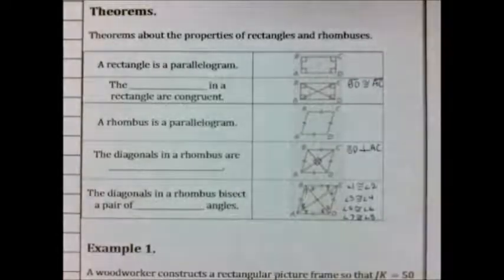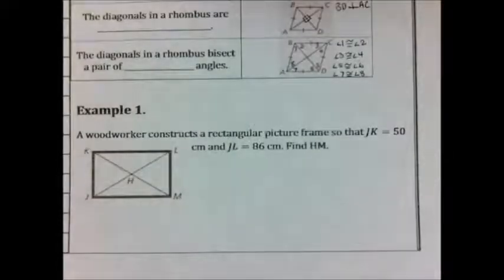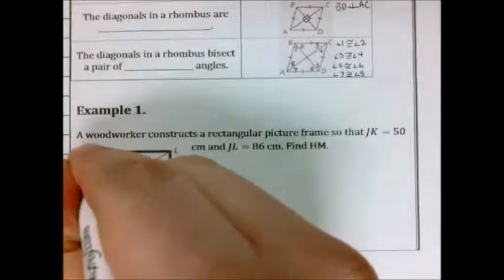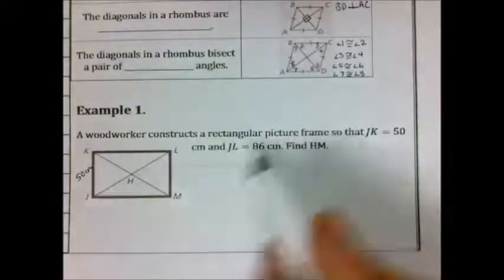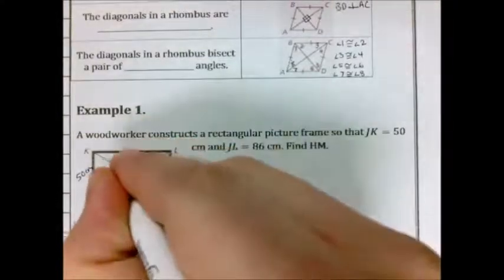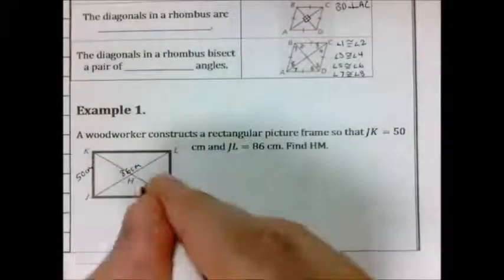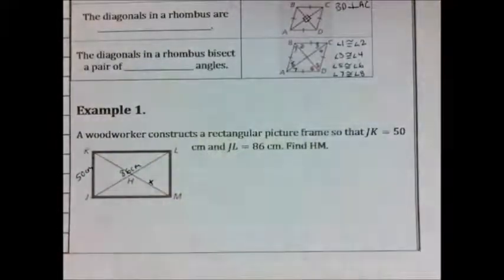Okay, let's do some examples. Example 1 says a woodworker constructs a rectangular picture frame so that JK, that's funny, is 50 centimeters, and JL, this whole long length over here, is 86 centimeters. Okay, we want to know what is the value of HM, this part right here. So we need to use those theorems about a rectangle that are true to help us solve this problem.